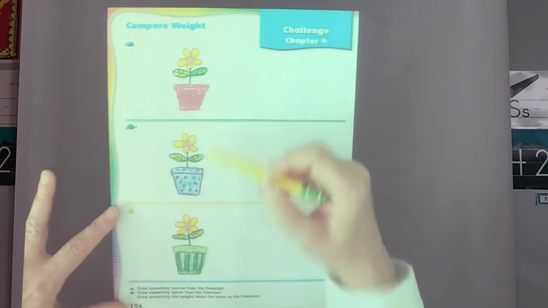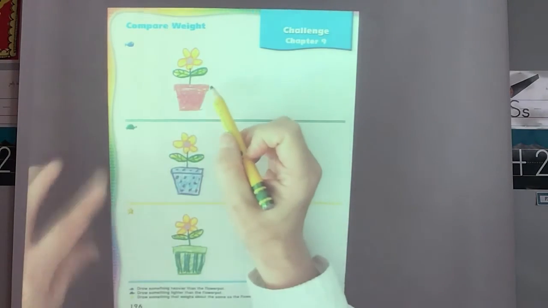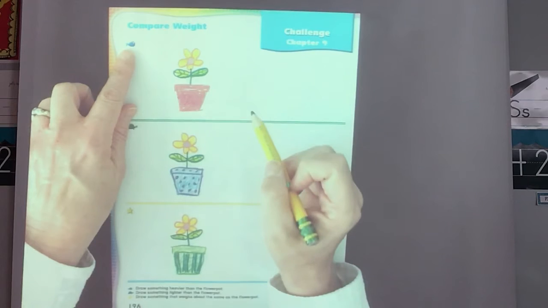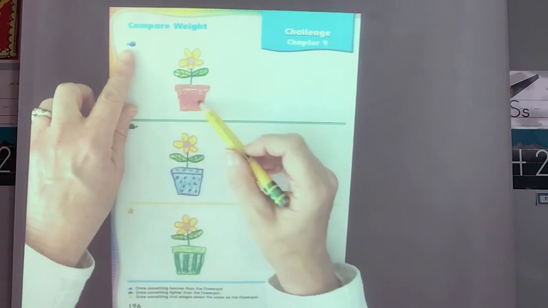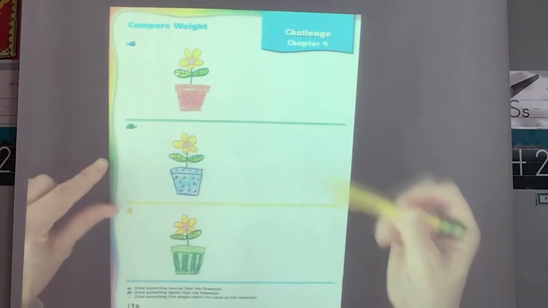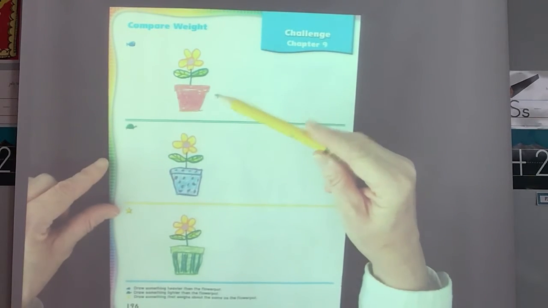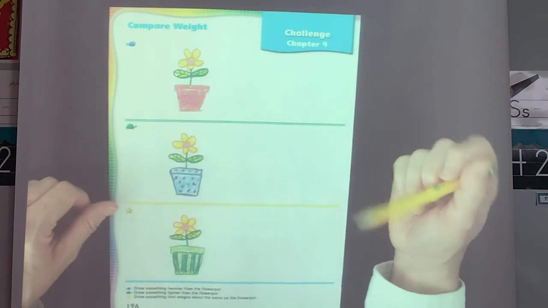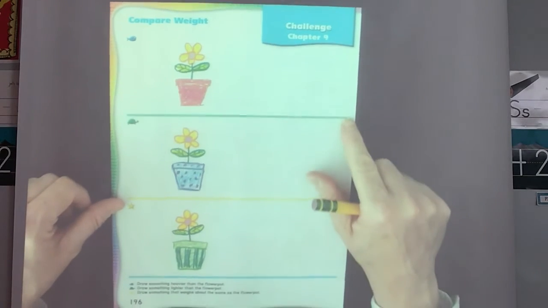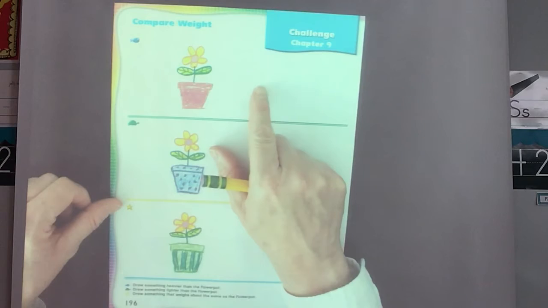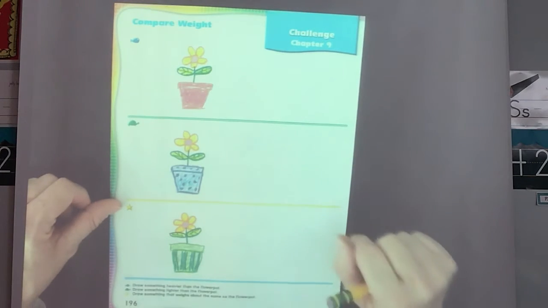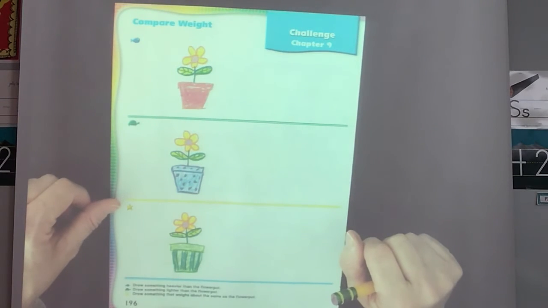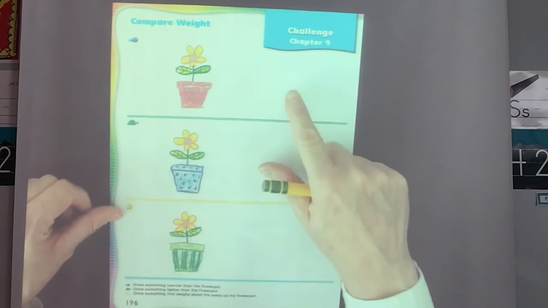So these, I've got 3 flower pots. On this first one, on the whale, I want you to draw a flower and a flower pot that is heavier than this one. Draw me a picture of a flower and a flower pot that's heavier than this one. Okay, go ahead. If you need to pause the video, that's okay. You're going to draw a flower and a flower pot that's heavier than the one with the pink pot and the yellow flower. Okay, go ahead and pause and draw one that is heavier.